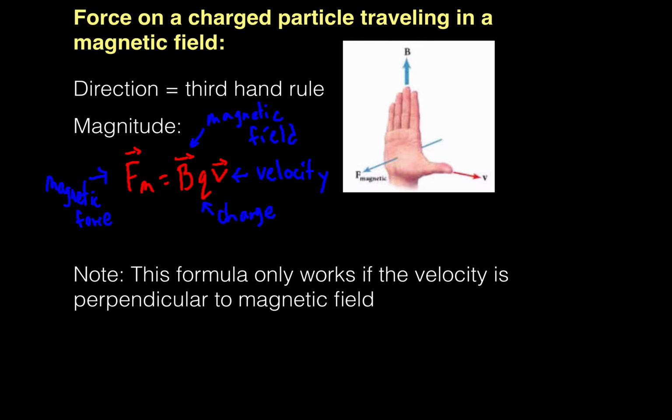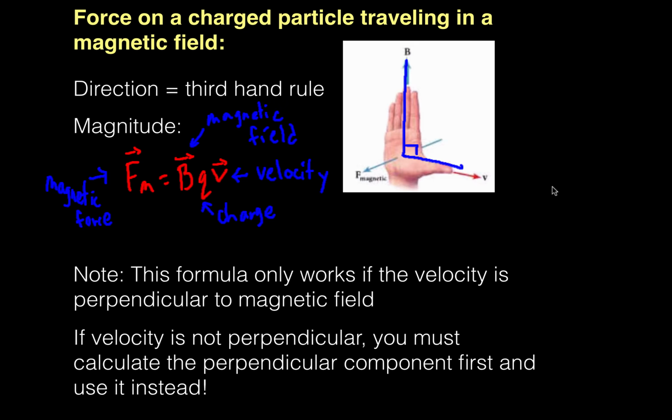Note that this formula only works if the velocity is perpendicular to the magnetic field. This is one of the rules of the third hand rule as well. The magnetic field and the velocity are always perpendicular to each other in order for the third hand rule to give you a proper direction. If the velocity is not perpendicular, you must calculate the perpendicular component first and use it instead.